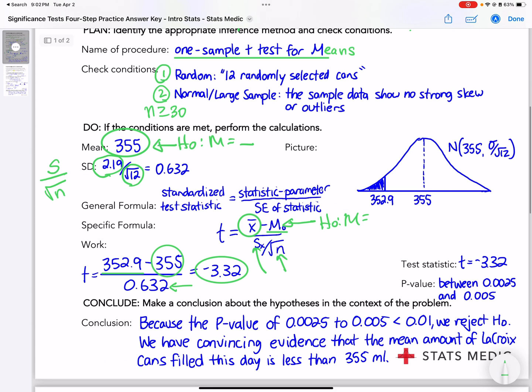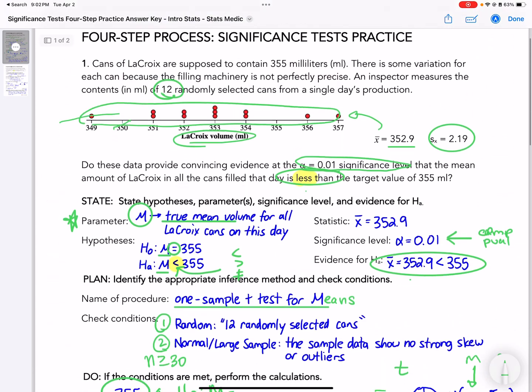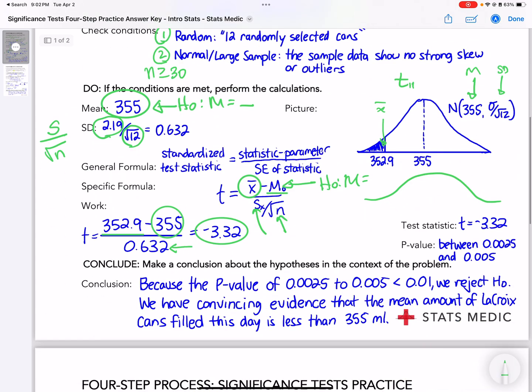So you can see on this model that we already did, this is the mean, and this is the standard deviation. And we said, is it less than 355? And that's my x bar. And they can draw it like that. Or another way that you can do it, and of course this is still t, and this is degrees of freedom. My degrees of freedom is n minus 1, so it's 12 minus 1, which is 11.